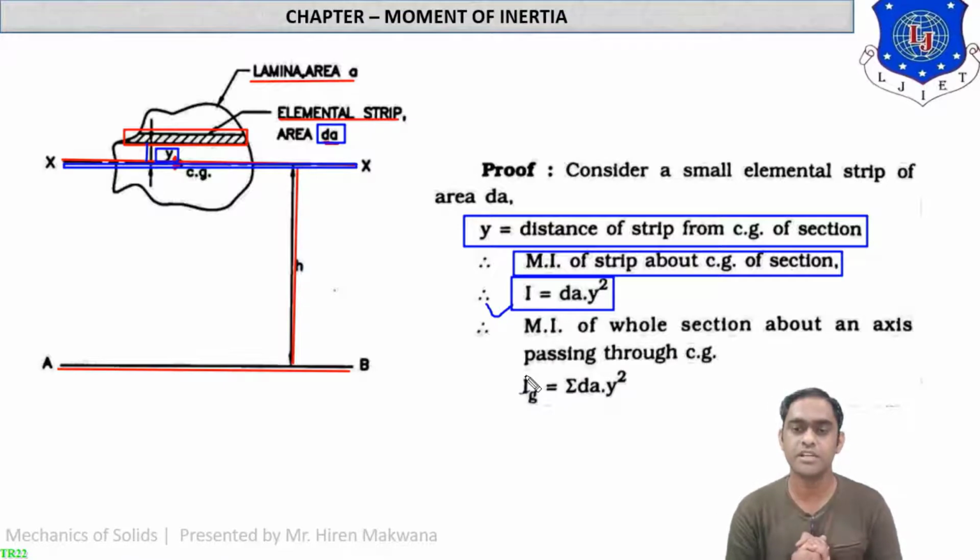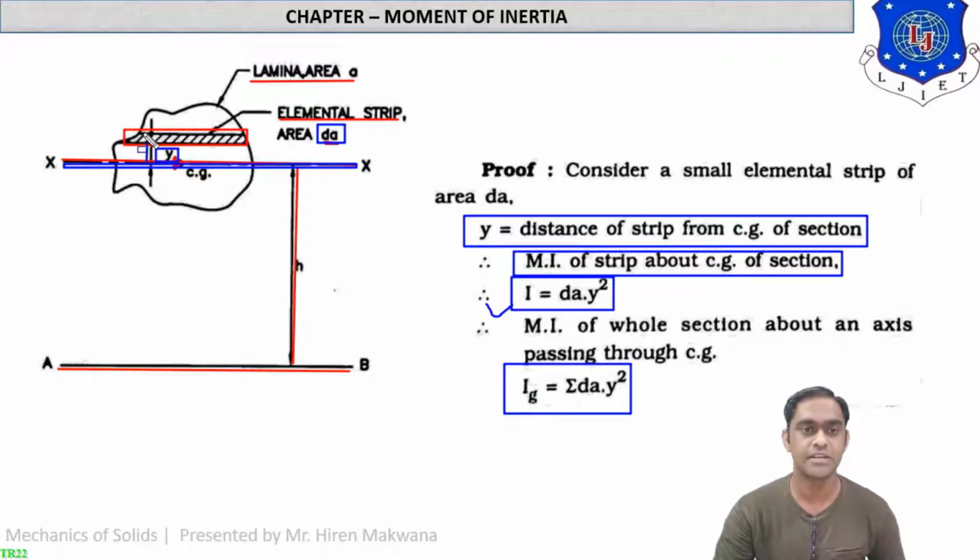Now moment of inertia of the whole section we have to find, but this is only the moment of inertia of small particular rectangular strip. We have to discuss about the whole section. Then we have to find Ig of total area, which is equal to sigma dA into y square. Now what is sigma dA? Sigma dA means summation of all such areas of different strips. Into y square means the square of the distances from particular strip to the main CG of the lamina.